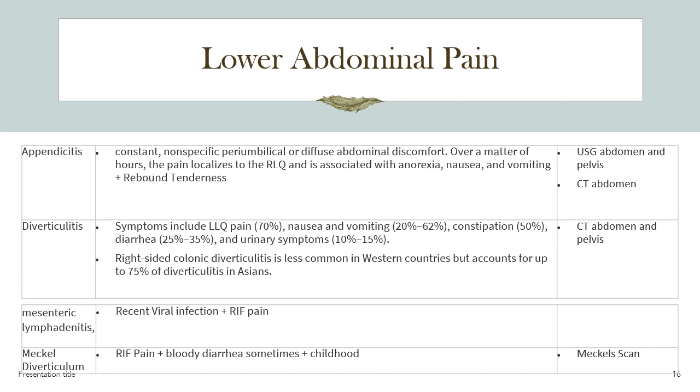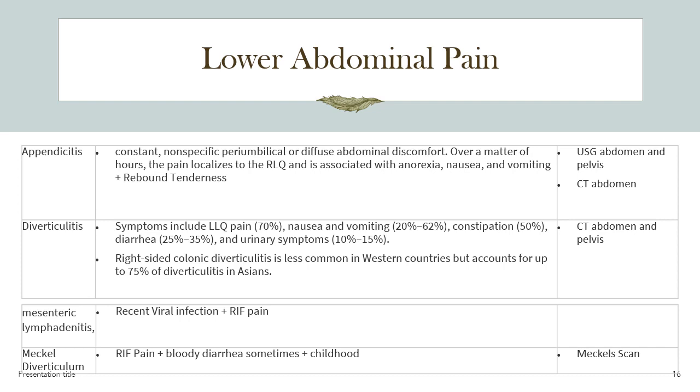Then mesenteric lymphadenitis in young adults is a very common differential diagnosis of a patient presenting with lower abdominal pain. You will get a recent history of viral infection like sore throat, viral stomach flu, viral gastroenteritis, and later on the patient presents to you with right iliac fossa pain and tenderness. These patients usually respond to antibiotic therapy. You don't need any particular diagnostic workup for that.